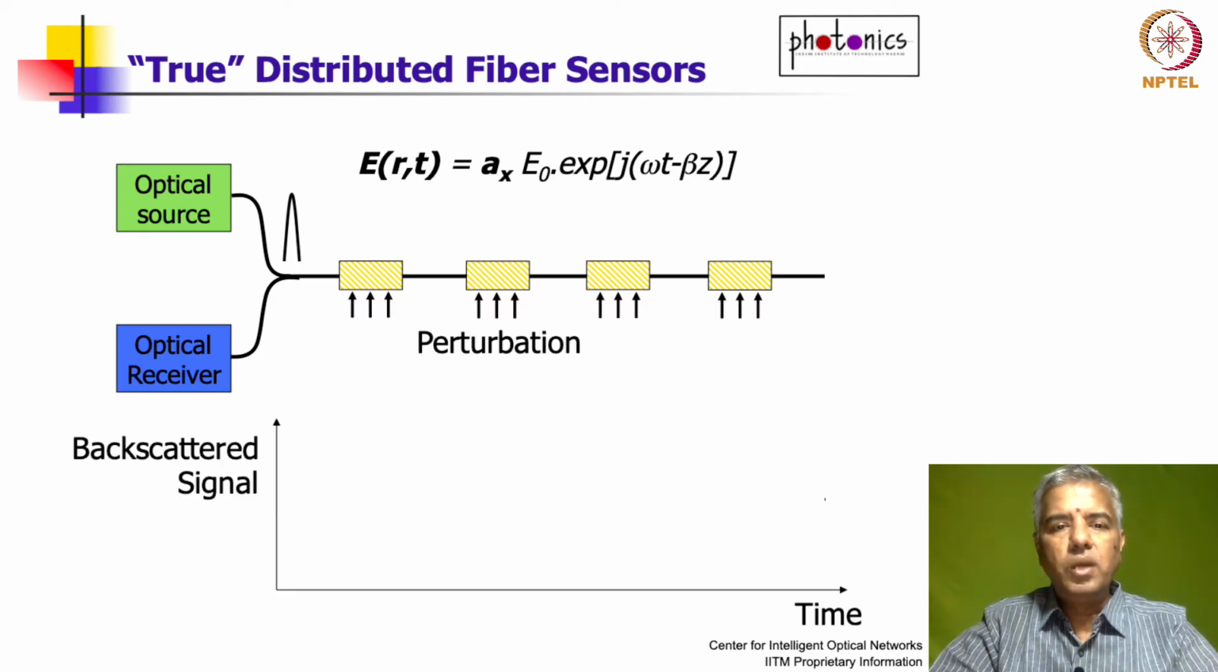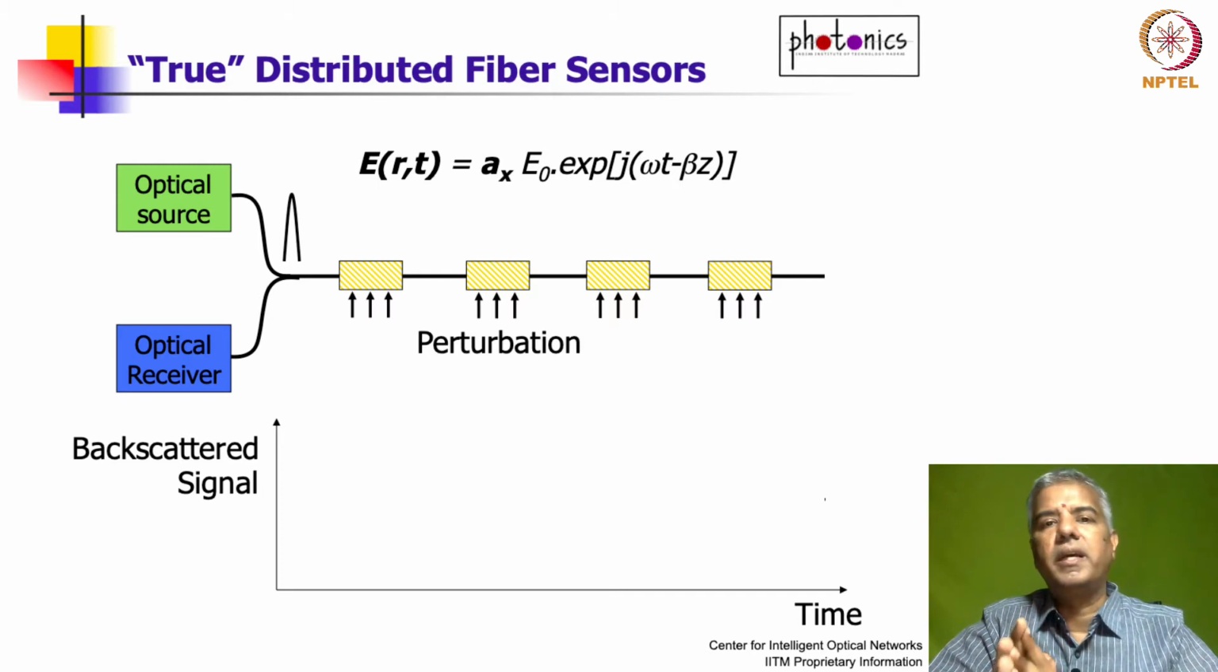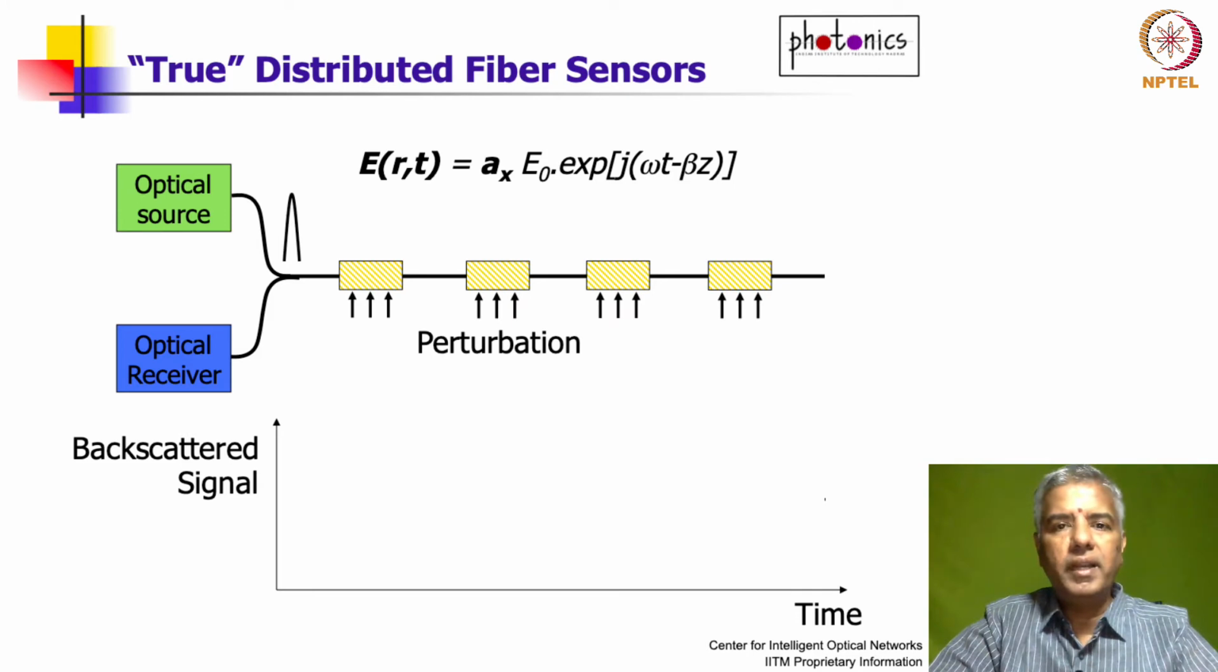Well, you actually send a pulse of light. So far we've been looking at all the other cases where it's continuous wave radiation that's sent into the fiber, but in this case I'm sending a pulse of light. You know that a pulse of light extends over a certain time, and when it's propagating down the fiber, it occupies a certain section of the fiber, and it's going to propagate all along the length of the fiber.